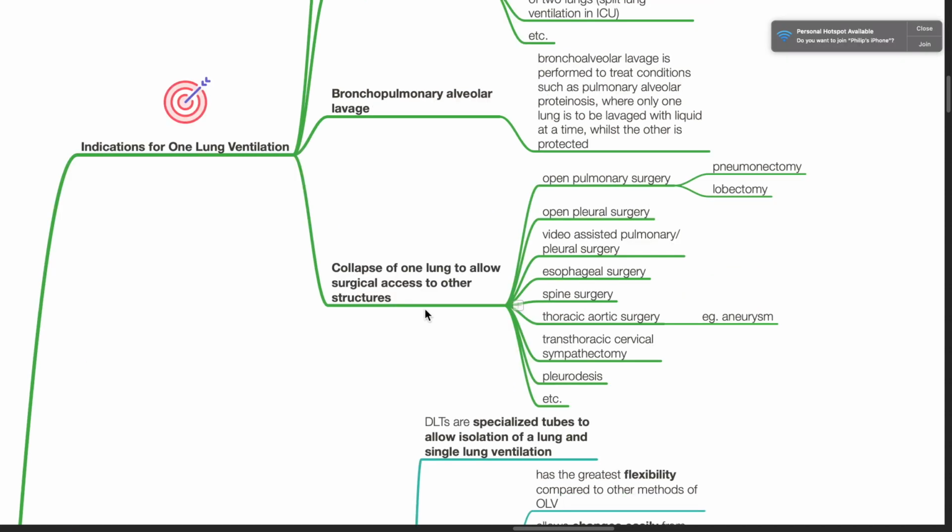Collapse of one lung to allow surgical access to other structures, such as open pulmonary surgery, pneumonectomy, lobectomy, open pleural surgery, video-assisted pulmonary or pleural surgery, esophageal surgery, spine surgery, thoracic aortic surgery such as thoracic aneurysm, transthoracic cervical sympathectomy, pleurodesis, etc.